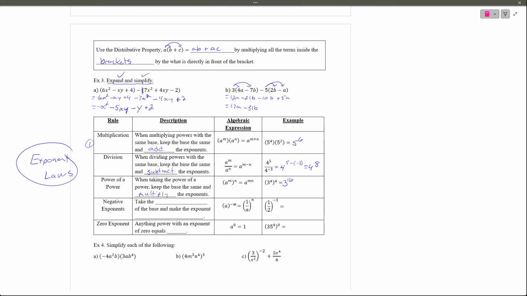Negative exponents. So if you have some base to the power of a negative exponent, what we're going to do is take the reciprocal of our base, and make the exponent positive.